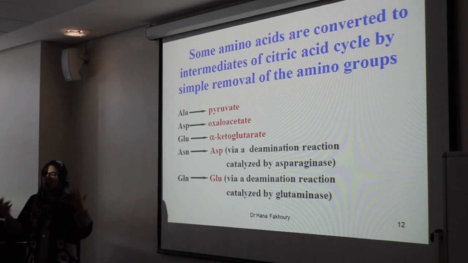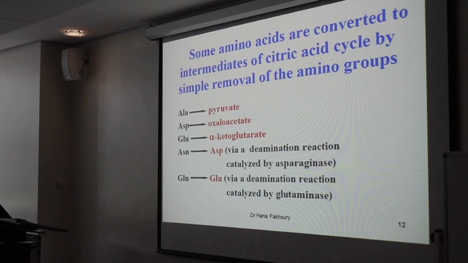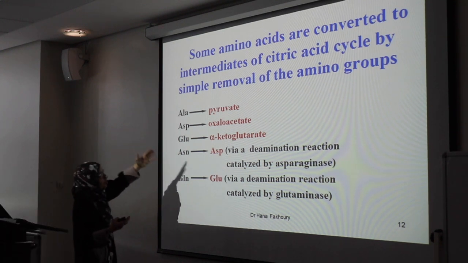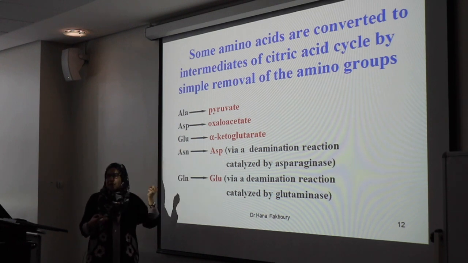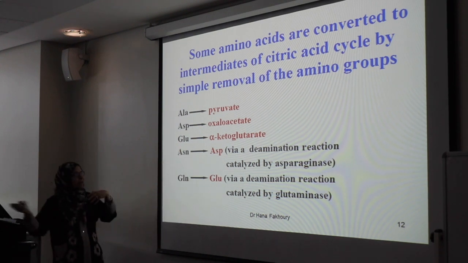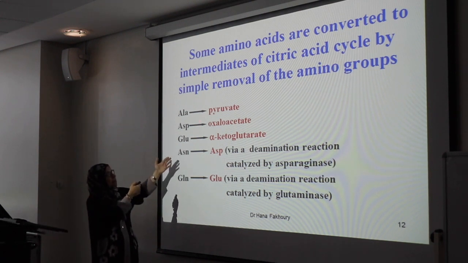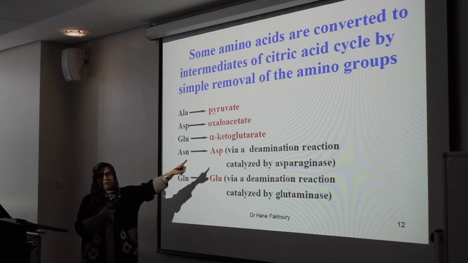So how do I go from the amino acid to the intermediate of the Krebs cycle or glycolysis? It depends on the amino acids. Some amino acids are converted to these intermediates just by removing the amino group. Okay, as I've said before we start the lecture, I gave you the example of these two. Also this one, how can I go from glutamate to alpha-ketoglutarate?